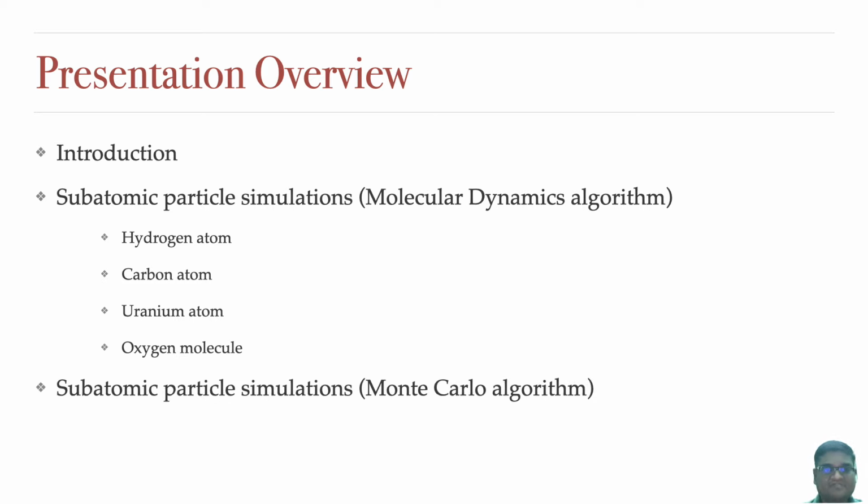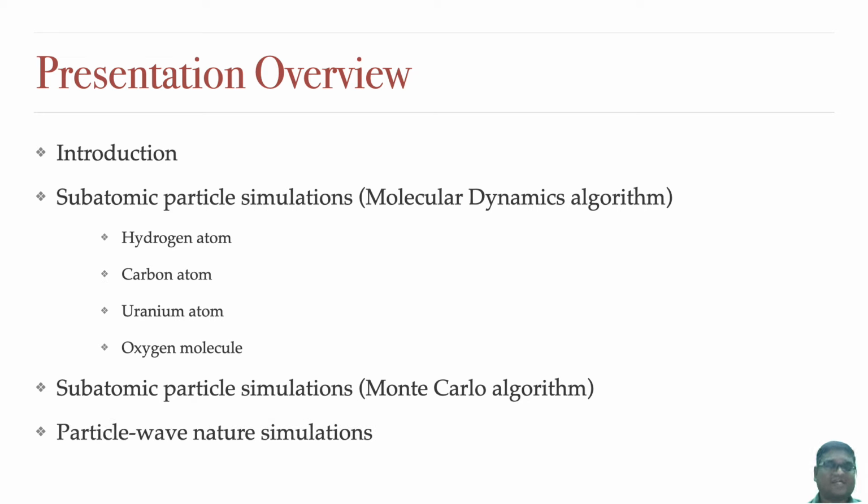And then we'll have subatomic particle simulations with the Monte Carlo algorithm. Instead of time steps, we'll have Monte Carlo random moves, a random movement of electrons, protons and neutrons in the simulation box, and see how the atom forms and how the electrons are distributed around the nucleus, and we'll see the analysis of it.